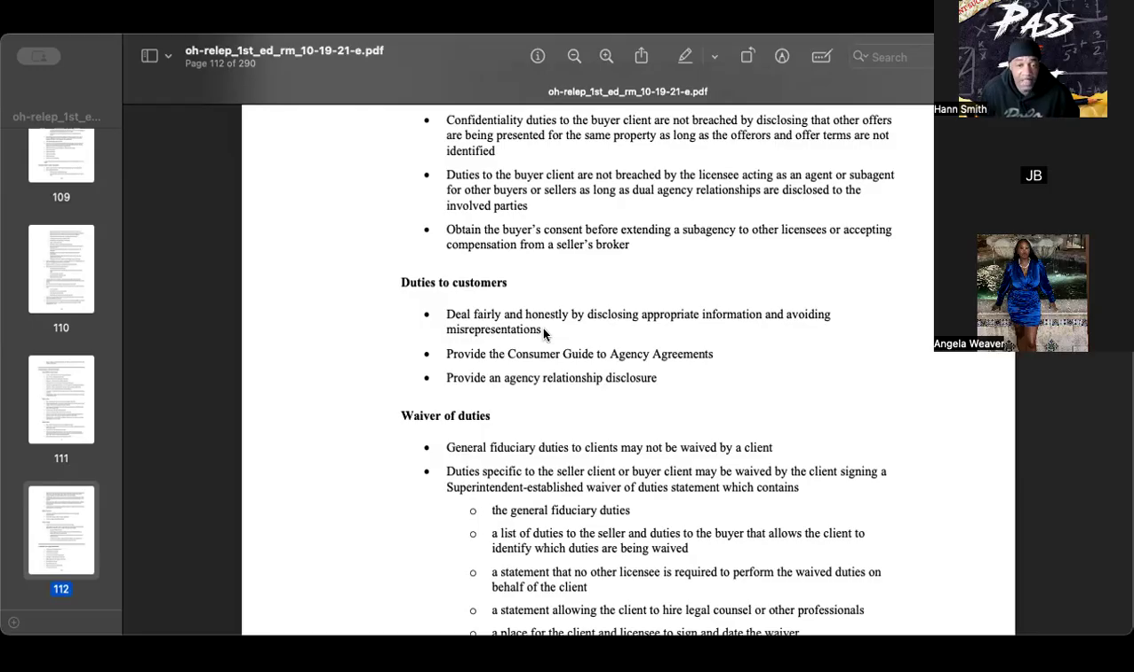Provide the consumer guide to agency relationship agreements. That's that one long page that we went over. I'm going to go over that. Provide agency relationship disclosures. All right.